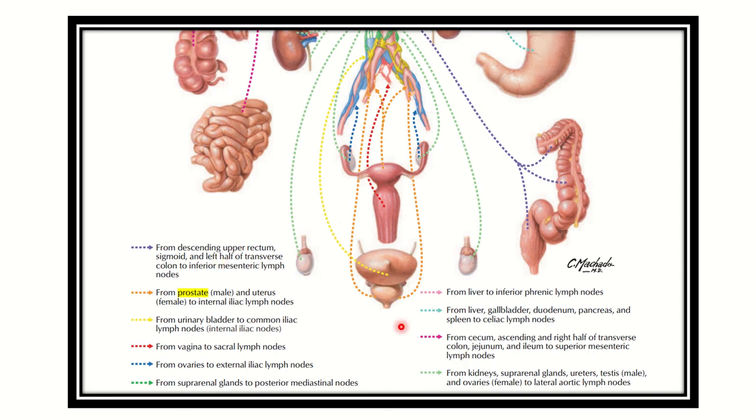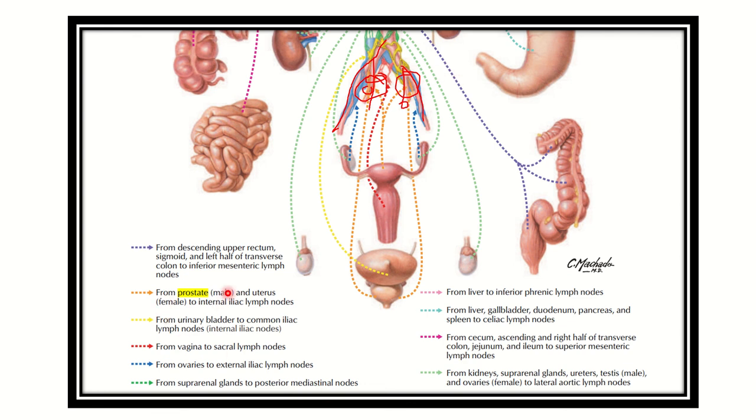In this picture, this is the prostate and here the urinary bladder. The prostate lies just below the urinary bladder, and from there the lymphatics drain into this area. If we highlight this area and this area, the common iliac is divided into the external iliac and internal iliac artery. This is the external iliac artery and this is the internal iliac artery, and this lymph node group lies along the internal iliac artery. So it is called the internal iliac group of lymph nodes.